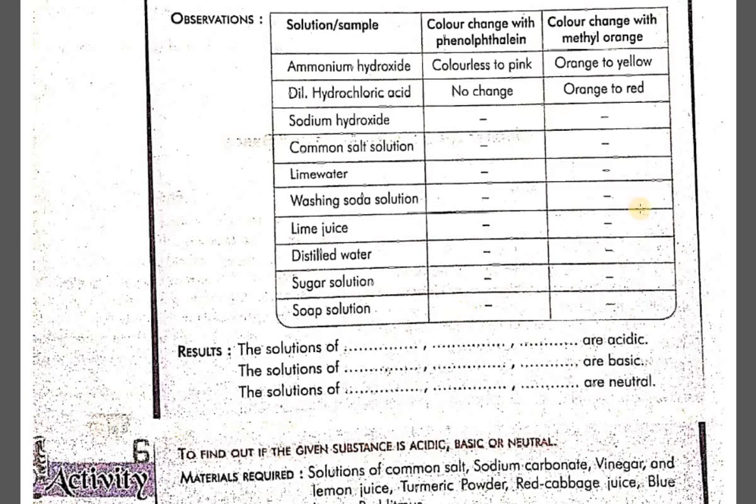Similarly, in the case of methyl orange, the same sample solutions: sodium hydroxide, orange to yellow; common salt solution, no change; lime water, orange to red; washing soda solution, orange to yellow; lime juice, orange to red; distilled water, no change; sugar solution, no change; and soap solution, orange to yellow. This is how you can always identify the ones which are acidic, basic, or neutral in nature.